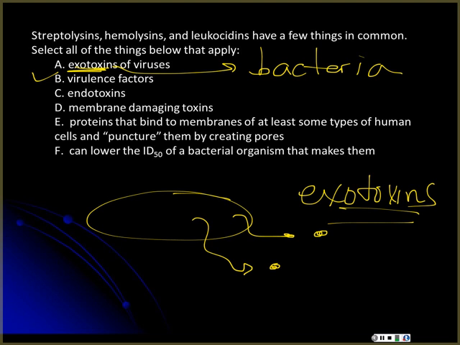Could these lower the ID50 of a bacterial organism that makes them? Yeah, they could, because the ID50 is the infectious dose that's going to be capable of causing disease in 50% of the people who are exposed to it. So any virulence factors you have lower your ID50. There are species of bacteria where some strains make these types of things and other strains don't. The strains that do are more virulent. They're more likely to cause disease.